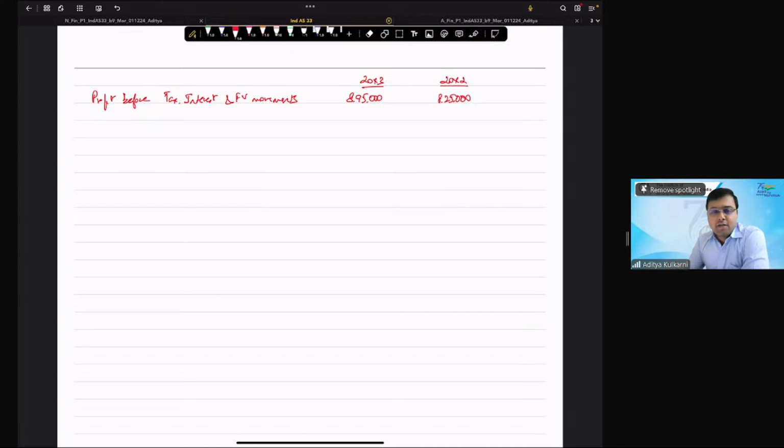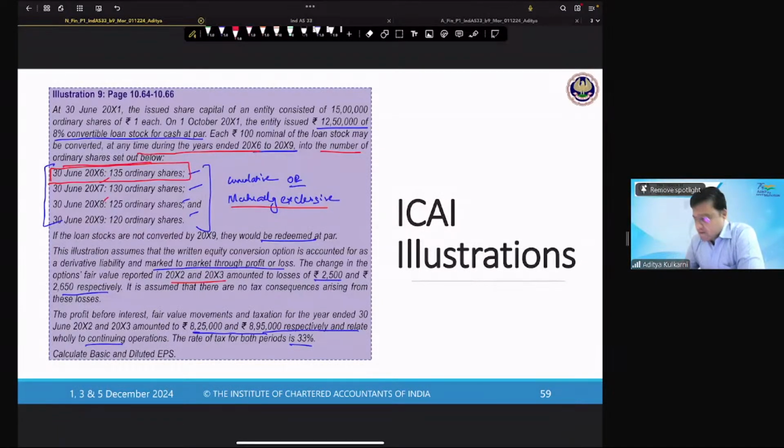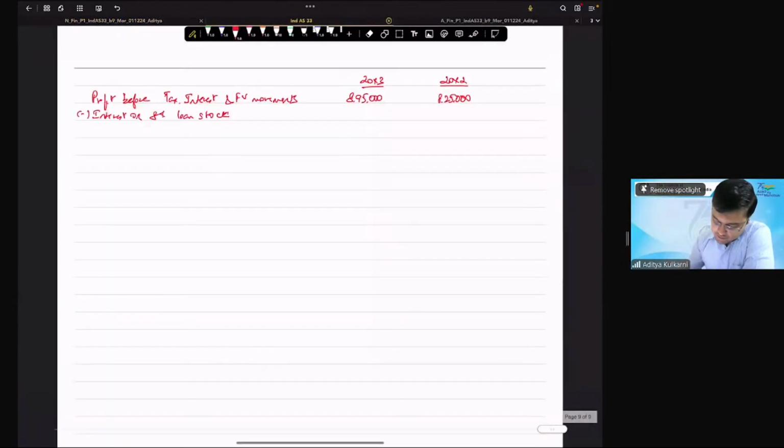EPS is net profit attributable to shareholders. So therefore, I will have to deduct tax, interest, and fair value movements. So less: interest on 8% loan stock. So what is your interest on 8% loan stock? It was issued on October, so the interest for the proportionate period will be taken. Where is it given? Issued convertible loan stock, on 1st October, issued 12,50,000, 8%.